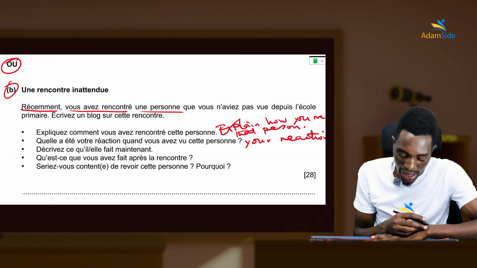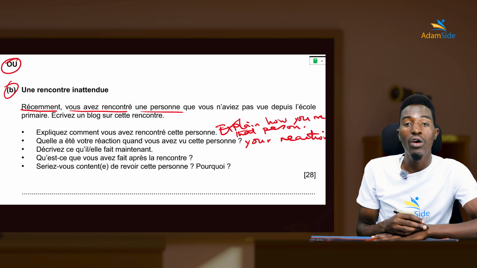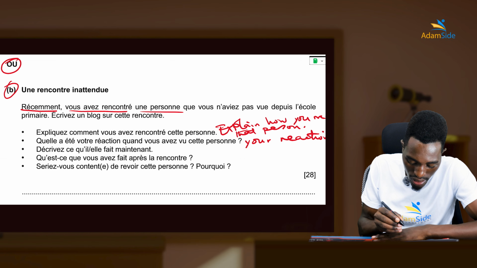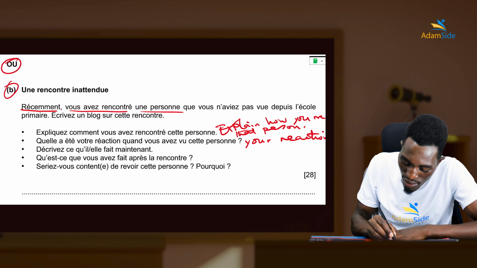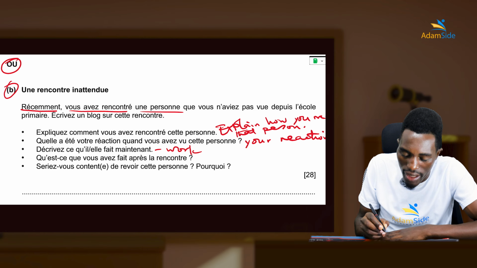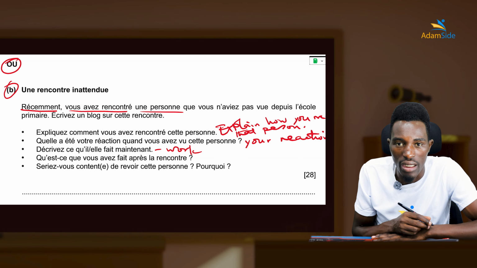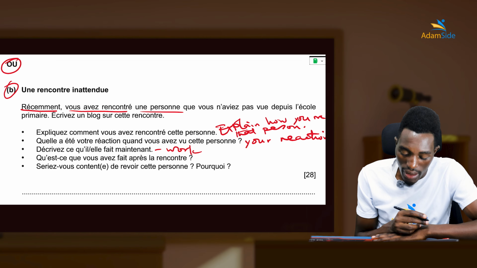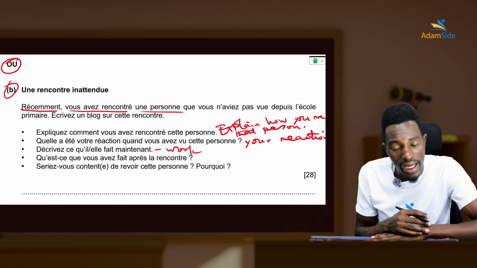Décrivez ce qu'il ou ce qu'elle fait maintenant. Describe what he or she is doing in life. The work. Ce qu'il fait. Qu'est-ce que tu fais? What are you doing in life? Travail. What he or she is doing, the person that you met in an unexpected way. What is his or her work? Est-ce que c'est l'ingénieur? Est-ce que c'est docteur? Est-ce que c'est professeur? Etc.